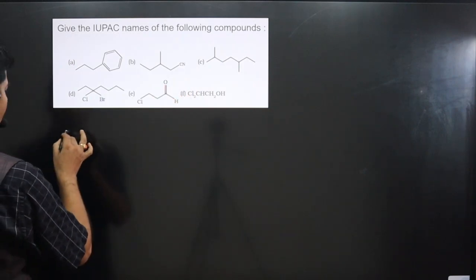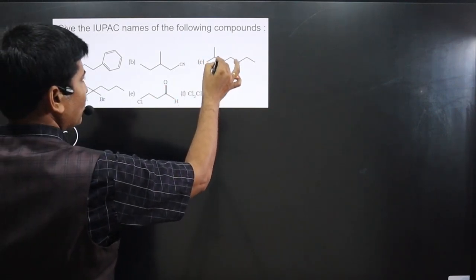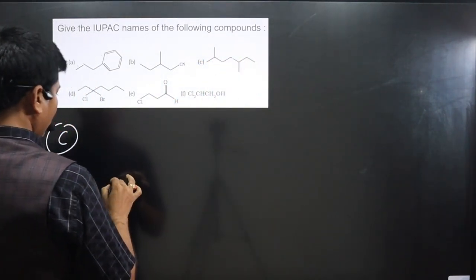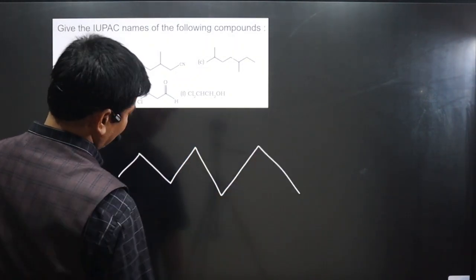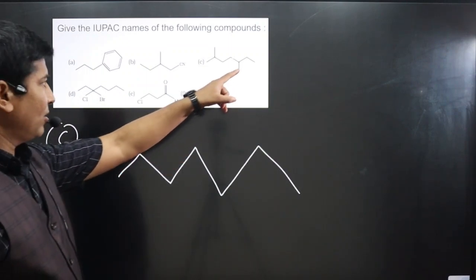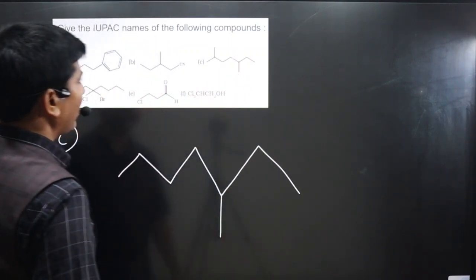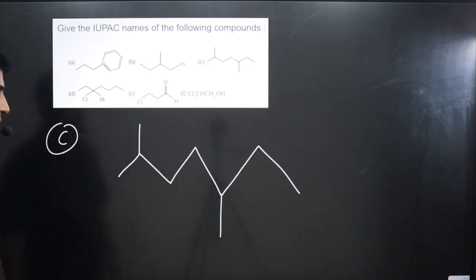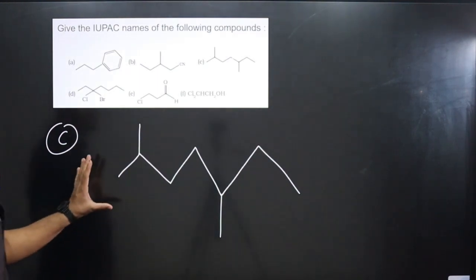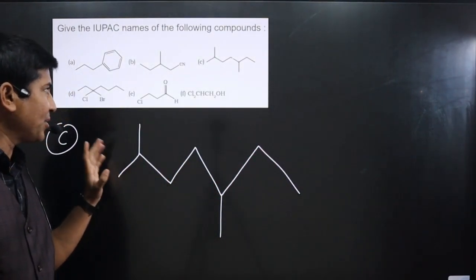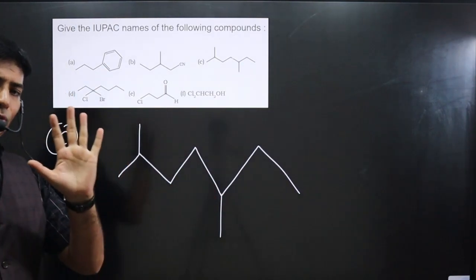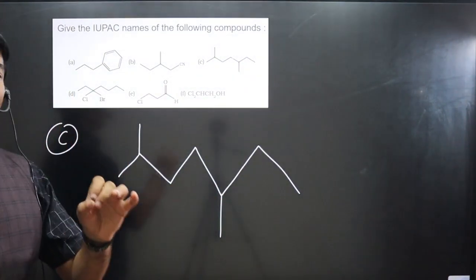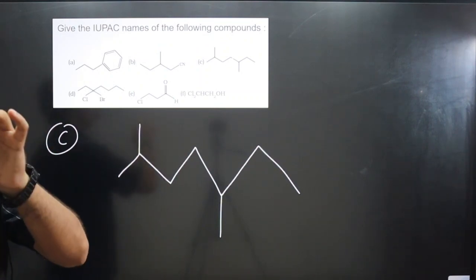We have C. In this case, how many carbons? 1, 2, 3, 4, 5, 6, 7. So heptane is there. Now you can see 1, 2, 3, to the third carbon, an alkyl group, and 1, 2, we have an alkyl group there. Now which side should we start numbering? In the parent chain, how many carbons are there? 7 carbons. Either I should start numbering from here or from this side. We always do the numbering in such a way that the branch group should get the minimum number.